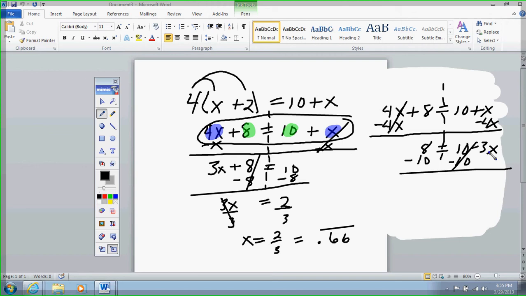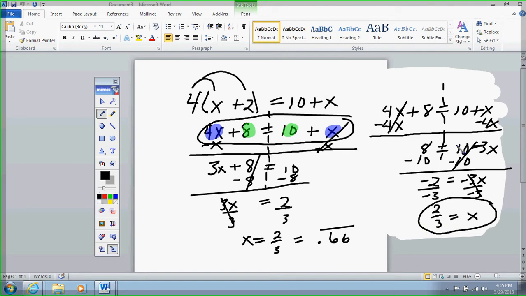Bring everything else back down. Remember, the sign in front of the number goes with the number, and if it's minus in front, you've got to bring that down with it. 8 minus negative 10, that's going to be negative 2. Divide by negative 3, divide by negative 3. Negative divided by negative is positive, so x is equal to 2/3. Works the same way. Same answer.